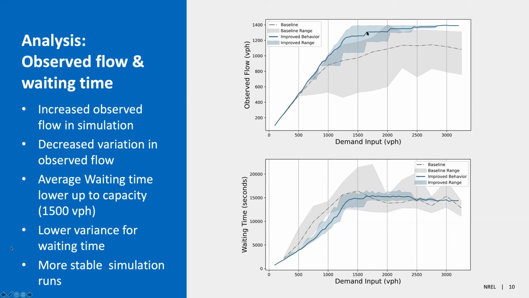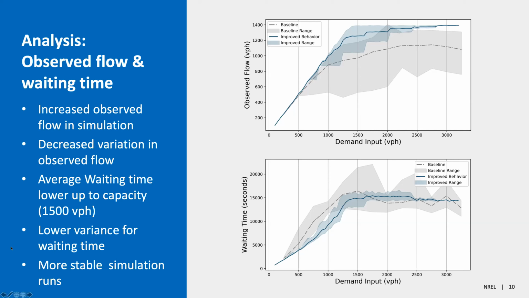Again, this is a threshold point that we saw. In the blue, again, this is the improved behavior, and we see that it's well above the default behavior for the observed flow, which alludes to a higher capacity. We also see that the variance in the lighter blue is much smaller than the variance in the gray. The gray area has a much higher distribution, or higher variance, amongst all the simulations.